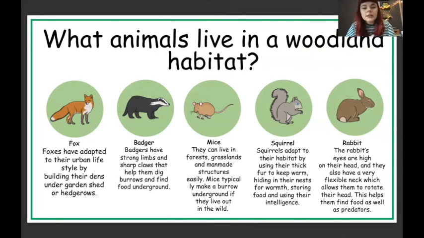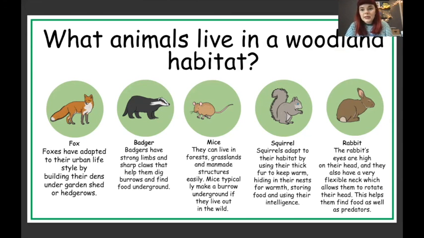We've then got mice. So they can live in forests, grasslands, and man-made structures very easily. So mice typically make a burrow underground if they live out in the wild. We've then got squirrels. Lots of us will have seen squirrels before. And they adapt to their habitat by using their thick fur to keep warm, hiding in their nests for warmth, storing food, and using their intelligence. So squirrels are very, very clever animals.